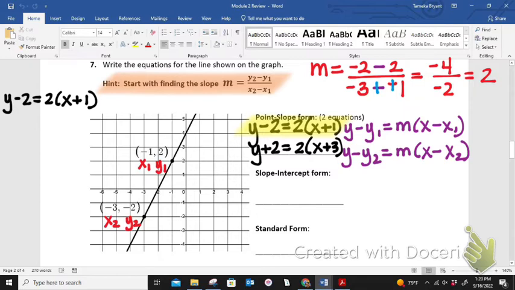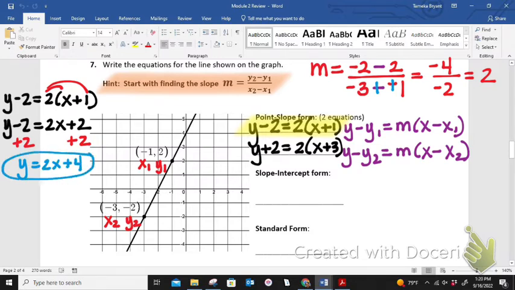So there's a question on tomorrow's test where it says write it in slope-intercept form. That means get y by itself. Solve it for y. So for this one, the first step is going to be to distribute the 2. So that would be y minus 2 equals 2x plus 2. And then you add 2 to both sides. And you get y equals 2x plus 4.